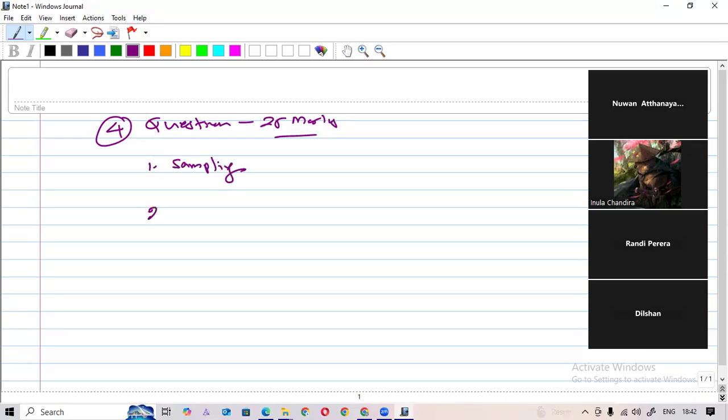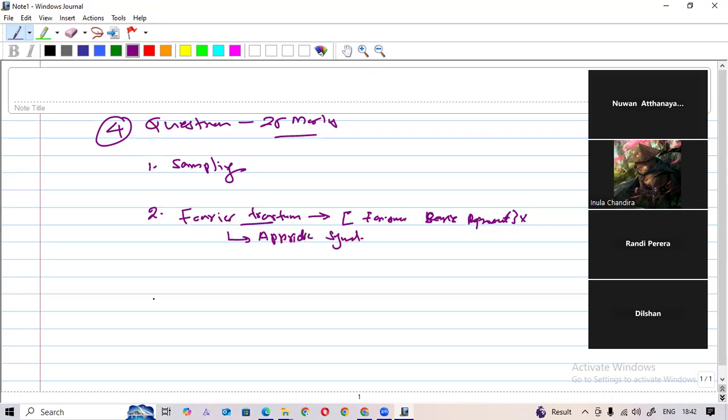The second question is based on Fourier transform. In Fourier transform, only the Fourier transform will be there. No Fourier series representation, maybe not there. Fourier transform is for aperiodic signals.